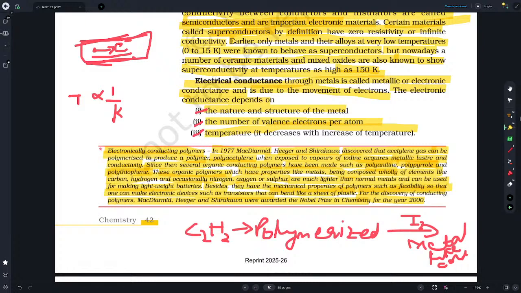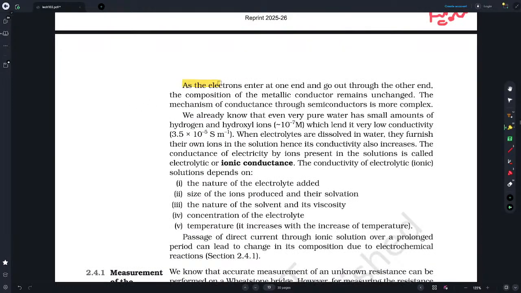As for electrical conductance through metals, it is called metallic or electronic conductance, and is due to the movement of electrons. The movement of electrons is what we call electricity, and it depends on the nature and structure of the metal, the number of valence electrons per atom, and the temperature. It is inversely proportional to temperature. As electrons enter at one end and go out through the other end, the composition of the metallic conductor remains unchanged. The mechanism of conductance through semiconductors is more complex.